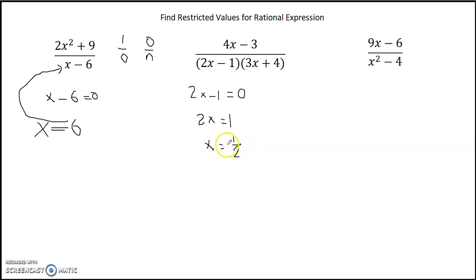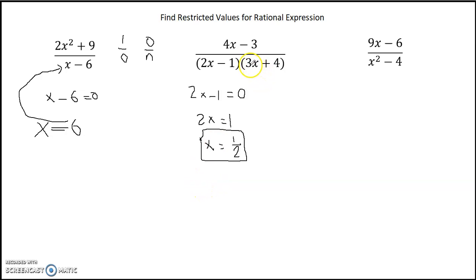So x equals half. If we plug in x equals half in both of these x's, right here, 2 times half is 1. 1 minus 1 is 0. 0 times anything else is also 0, which means the whole denominator becomes 0, making this undefined. So that's one of our values. But we can see we have 3x plus 4 remaining. We have to also find a value for that. So we'll have two different values for this expression.